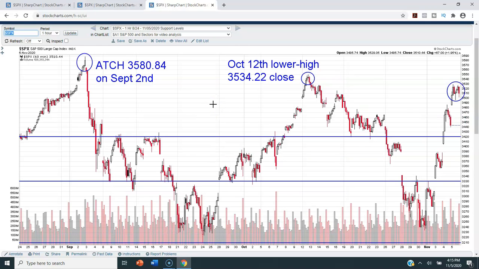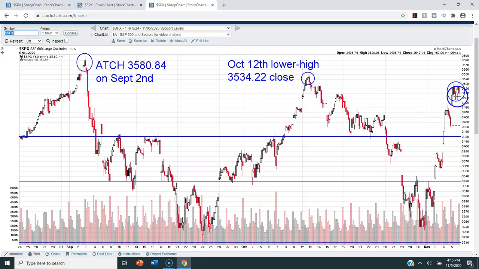The next chart that we're going to look at is an hourly chart of the S&P 500 going back to August 24th. And the reason I started it there is I wanted you to be able to see these peaks, okay? What I'm seeing in this hourly candlestick chart of the S&P 500, which goes back about 3 months, is the 3 lower peaks in the S&P 500.